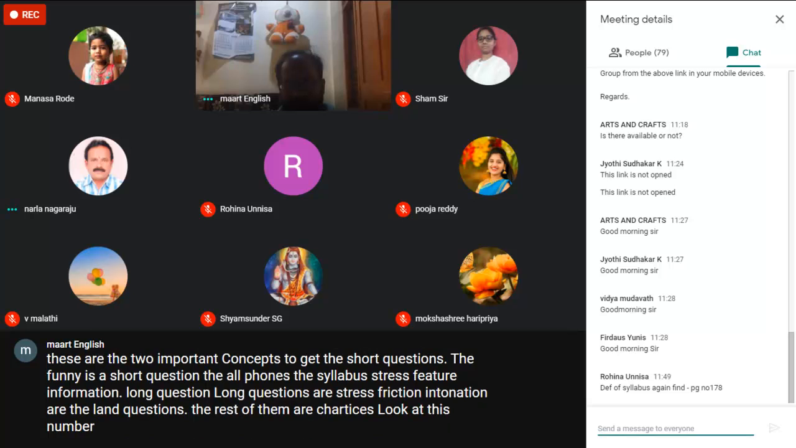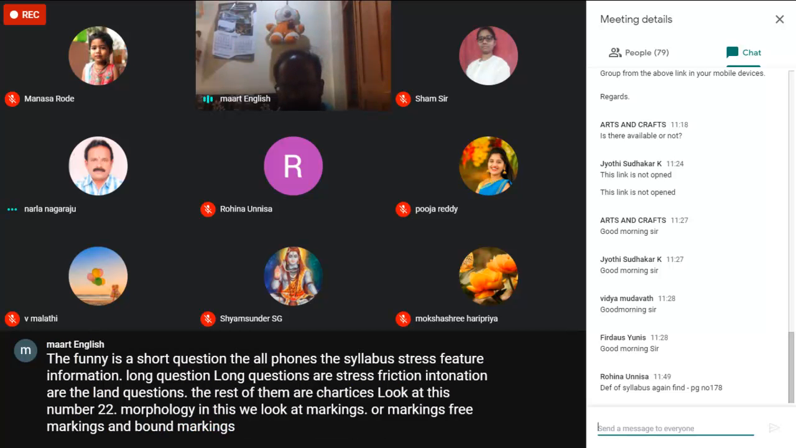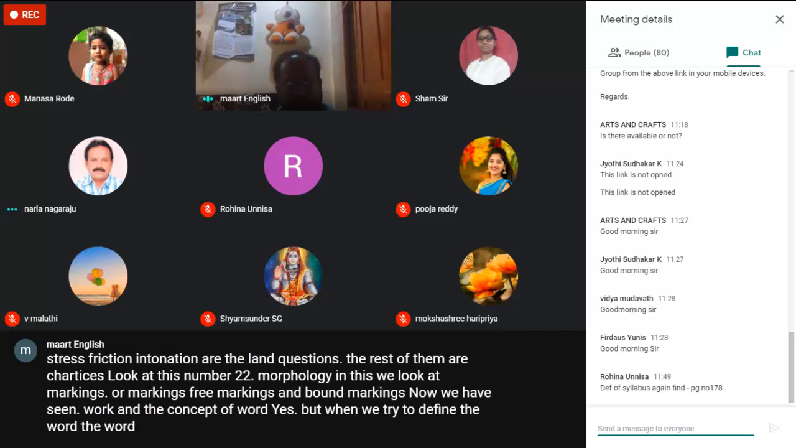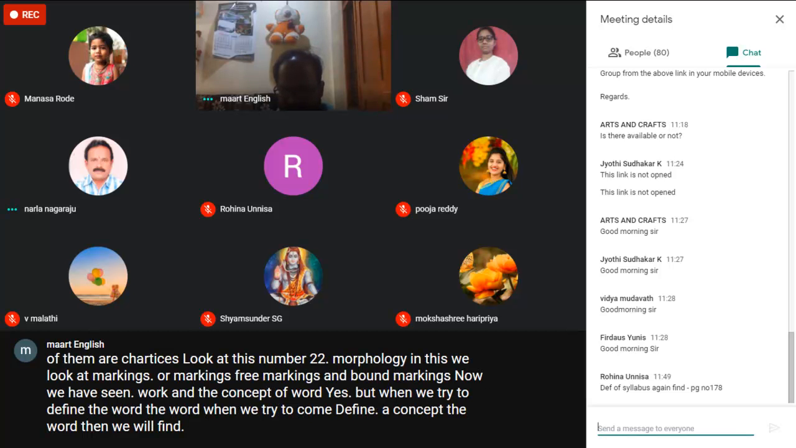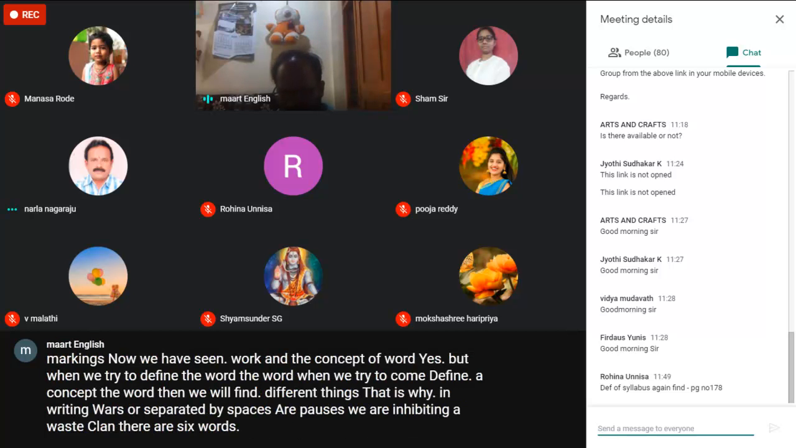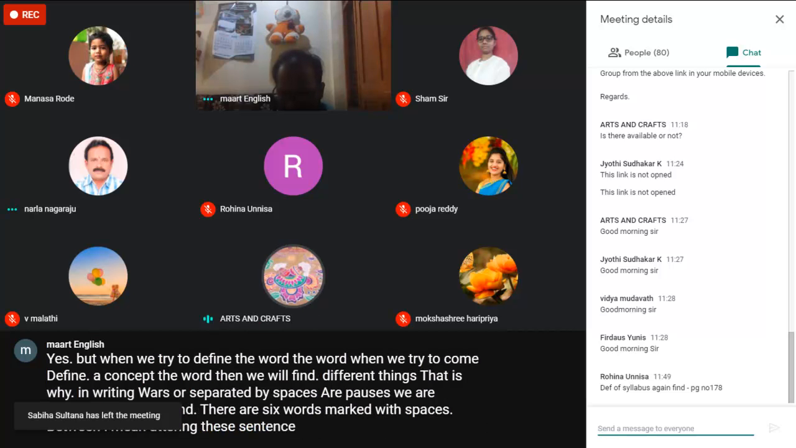Look at lesson number 22, morphology. In this, we look at morphemes, homomorphemes, free morphemes and bound morphemes. Now we have seen the word and the concept of word. But when we try to define the word, we will find different things. That is why in writing, words are separated by spaces or pauses. We are inhabiting a wasteland. There are 6 words marked by spaces, and in uttering the sentence also.